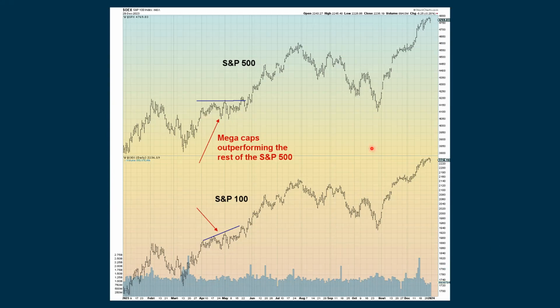This is the S&P 500 on top and the S&P 100, which are the biggest stocks that make up the S&P 500, on the bottom. Well, earlier in the year, we were seeing the S&P 100 outperforming the S&P 500, okay? They're bigger companies. These are more in that mega cap type category. And so that wasn't really a surprise, but we still want to make note of that anyway. What we're seeing right now is a little bit of a reverse.